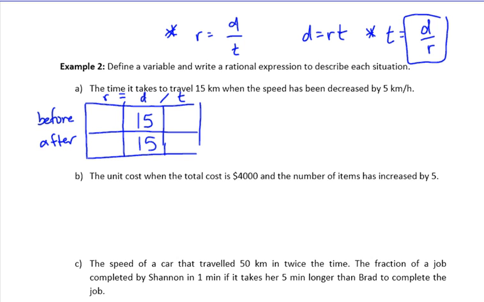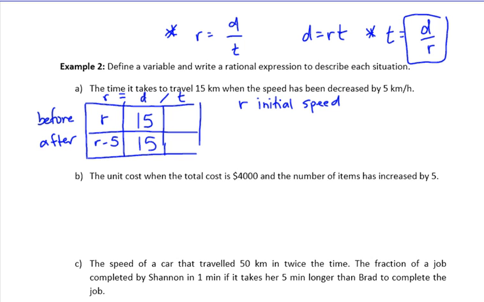Okay. When the speed has been decreased by 5. So we need a variable for our speed because it says speed has been decreased by 5. So we'll let r be our initial speed. So before our speed was r, what's our new speed if it's been decreased by 5? Okay, so what would be our new speed? R minus 5. Okay, so the last box is always made with the formula.